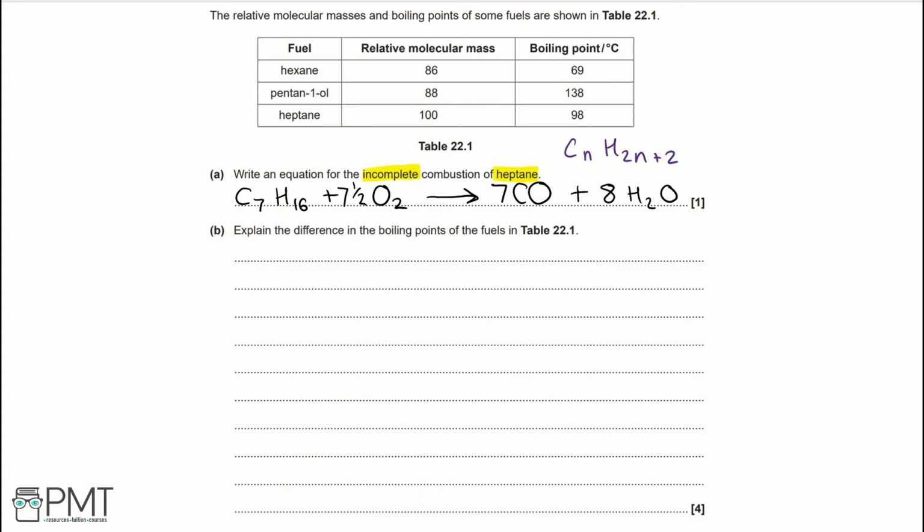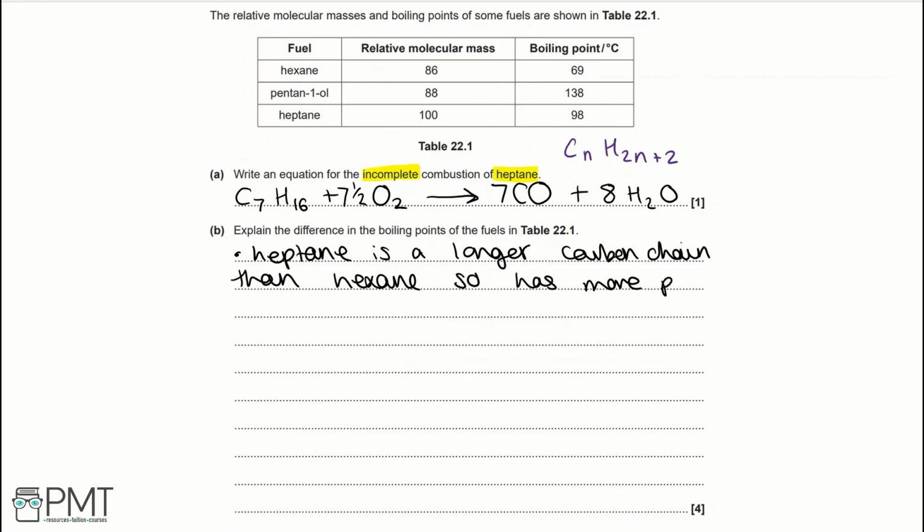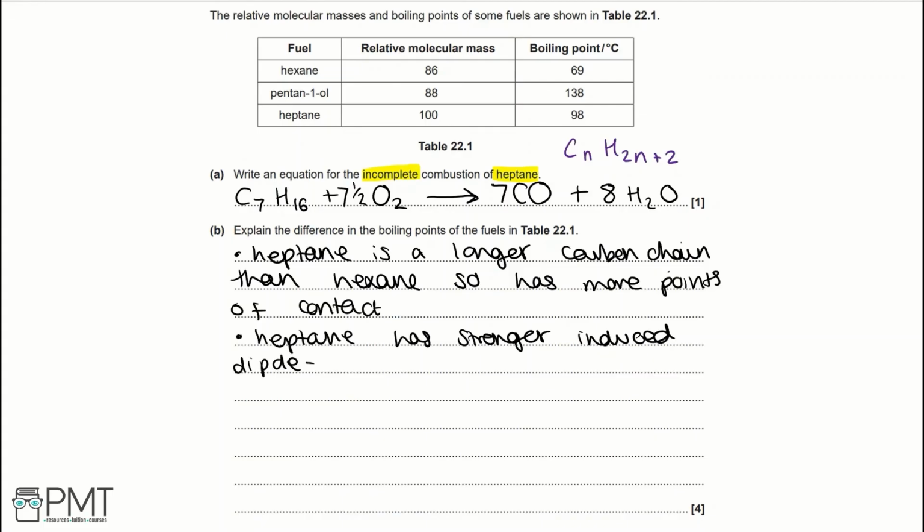Part B. Explain the difference in boiling points of the fuels in Table 22.1. If we start by comparing heptane and hexane, heptane is a longer carbon chain than hexane, so it has more points of contact. So this is going to be our first marking point for this question. Then our second marking point is that because heptane is a longer carbon chain, it's got stronger induced dipole-dipole interactions because of its more points of contact. And then our third marking point is that pentan-1-ol can form hydrogen bonds which are stronger than induced dipole-dipole interactions, because more energy is required to break hydrogen bonds over induced dipole-dipole interactions.